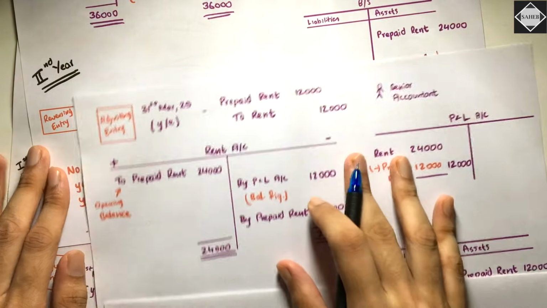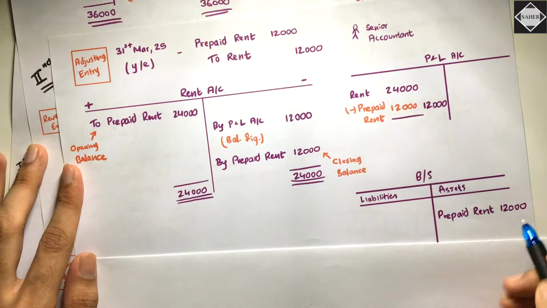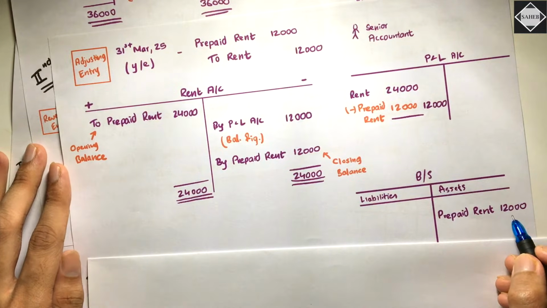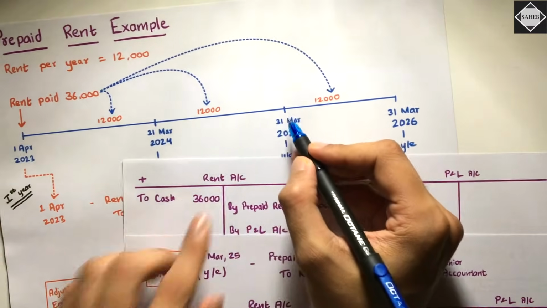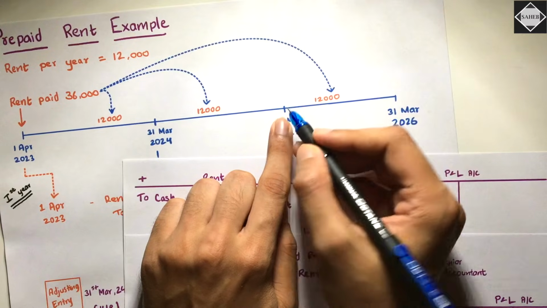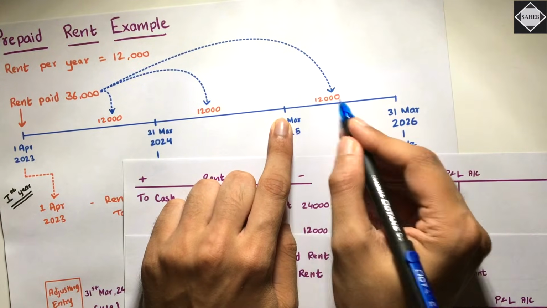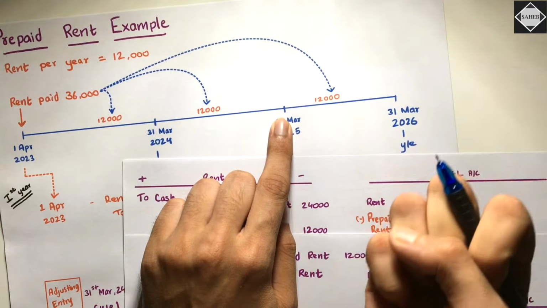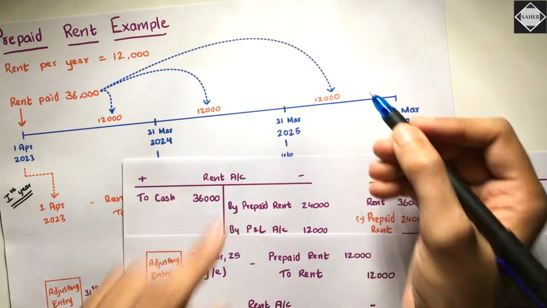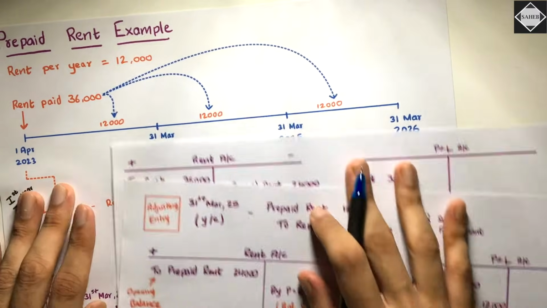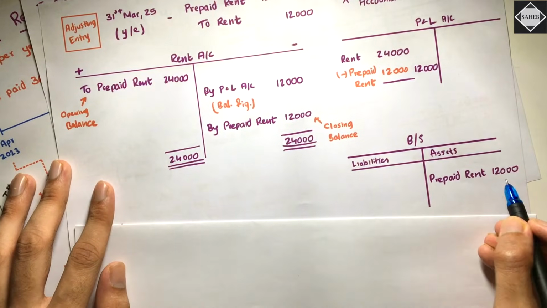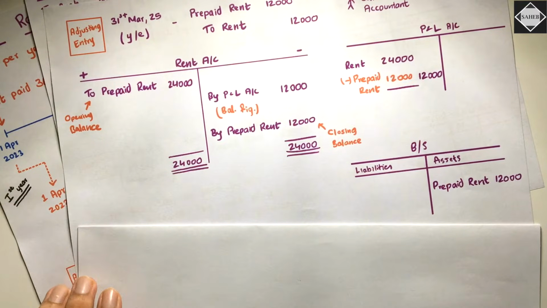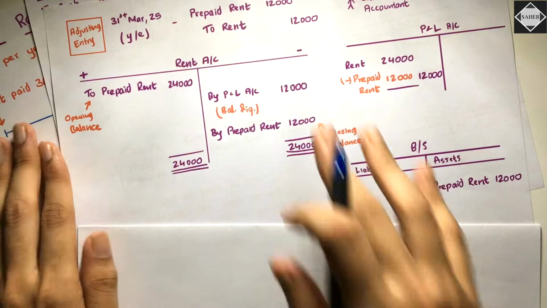So that's the thing. And then in balance sheet, what will appear? In balance sheet, prepaid rent will appear 12,000. Why? Because we are over here at the end, and here in balance sheet we have to show that in the next year we are going to receive benefit of rent of 12,000. Yeah, because we have prepaid it. So that's what we are showing in the balance sheet. Prepaid rent 12,000. Is that clear? Simple and straightforward. After this, what will happen?